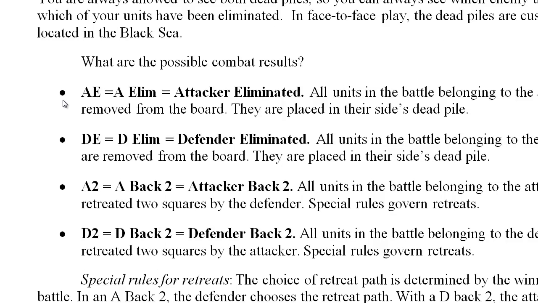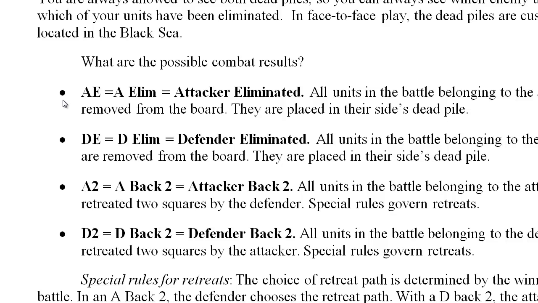So we roll on the combat results table. We've identified the right column on the combat results table to use. We roll a die, and corresponding to the intersection of the combat odds column and the die roll, we find a combat result. What are the combat results?